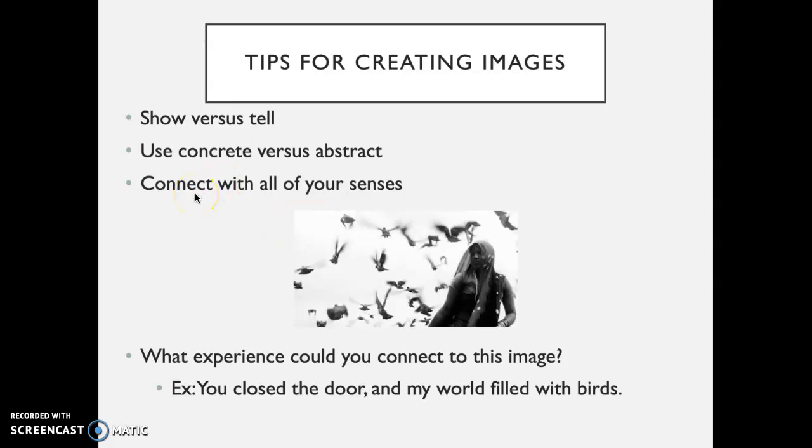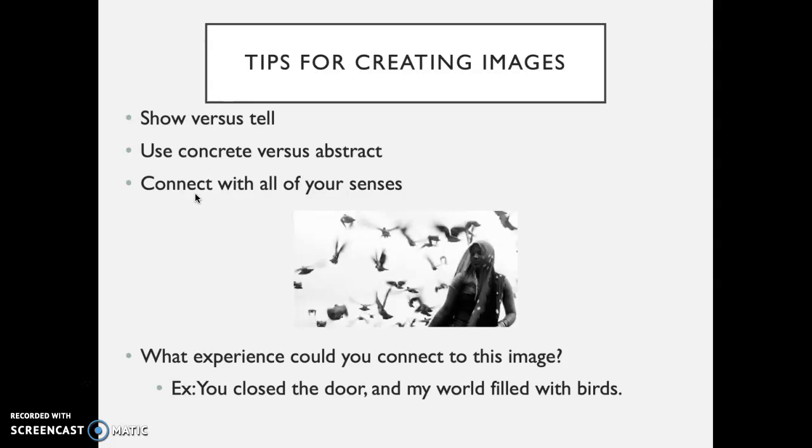Be concrete versus abstract. So if I say the word love to you, that's an abstract word. If I show you a hug, that's a concrete image. Or if I show you tears on someone's face as another person walks away, that could be an image of love. But I'm not just saying the abstract word love. And connect with all your senses. Really push yourself to see where your best imagery lies. For some people, the sense of smell is really connected to memory, so you might write a lot from that sense. So try to see if you can figure out other ways to include other senses.